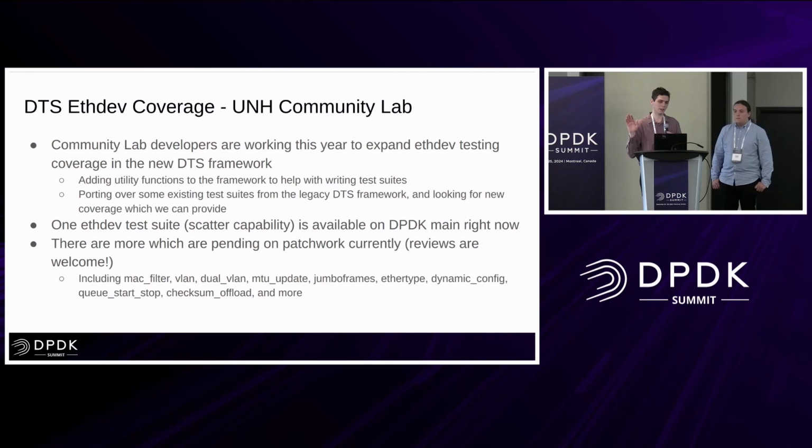Kind of the state of play today is that there's only a scatter capability ethdev test suite on DPDK main, but we've got a bunch of test suites which are up on the mailing list right now and should be going through next DTS and then pulled into main expeditiously. So that includes MacFilter, VLAN, MTU update, jumbo frames, ethertype, etc.